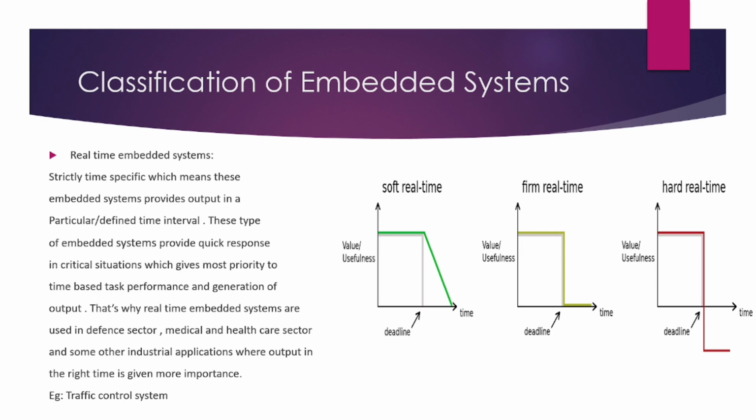There are real-time embedded systems. These are strictly time specific, which means this embedded system provides output in a particular defined time interval. This type of embedded system provides quick response in critical situations, giving most priority to time-based task performance and generation of output. That's why real-time embedded systems are used in the defense sector, medical, and healthcare sectors. The main example for this is the traffic control system.